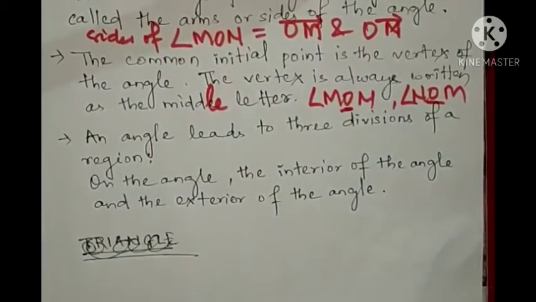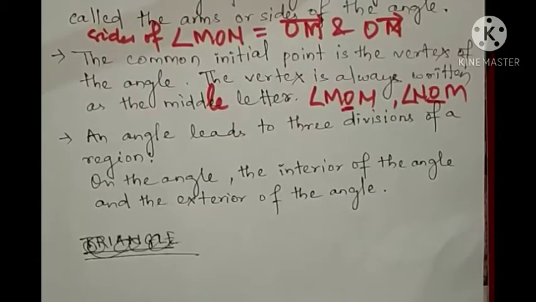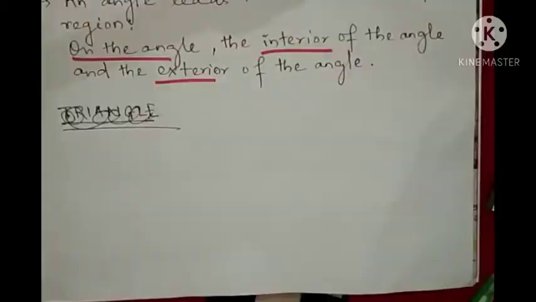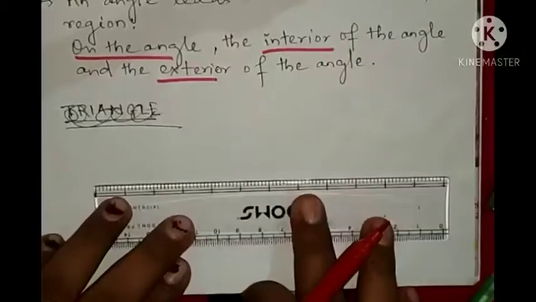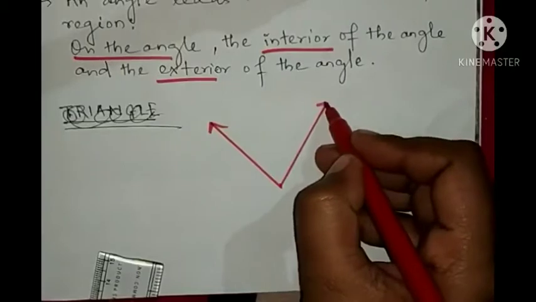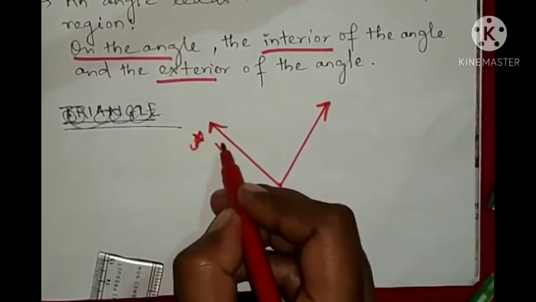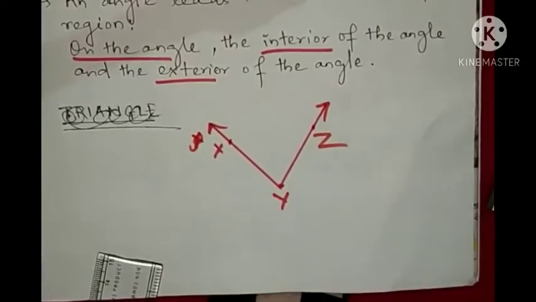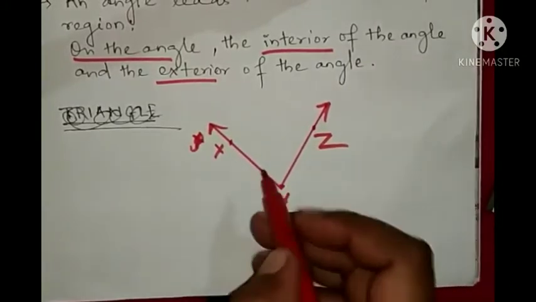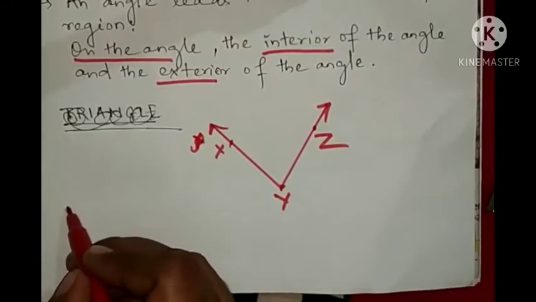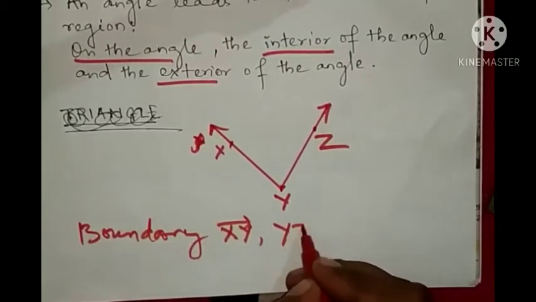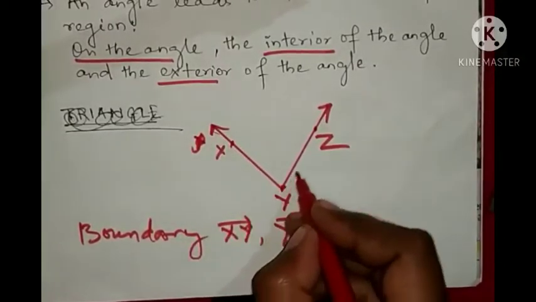Next you see, the angle leads to three divisions of region: one is interior, one is exterior, and one is on the angle, which means the boundary of the angle. Let's make one angle and name it XYZ. In this angle, on the angle means the boundary of the angle. The boundary is the ray XY, the ray YZ, and this point Y.